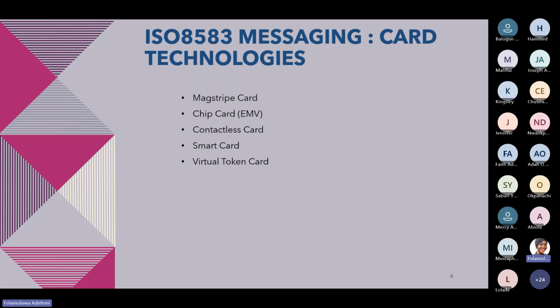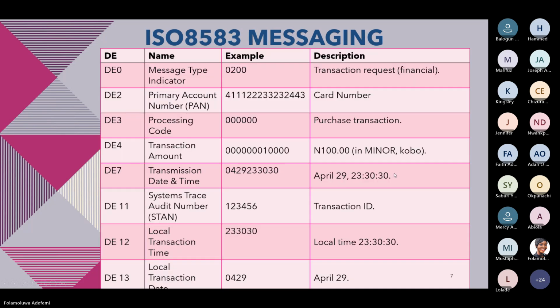We have contactless cards, and here we have those tap to pay that use NFC. We have smart cards, and this is also an EMV chip card, but it has some extra memory or logic. And then we have the virtual token card, and this is your mobile wallet version of physical cards. So you have things like Apple Pay or Google Pay. So those are some of the card technologies that we have currently in the card space.